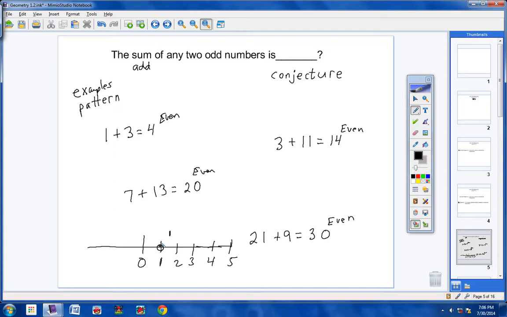If I start here and go to the next even number, I went from 1 to 4. So I went over how many spaces? 3. If I went, let's put a 6 right here, from 1 all the way over to the number 6, I went over how many spaces? 5. Okay, so it looks like to me if I take 1 plus 1, 2 odd numbers, I get an even number. If I take 1 plus 3, 2 odd numbers, I get an even number. If I take 1 plus 5, 2 odd numbers, I get an even number. And this pattern would continue.